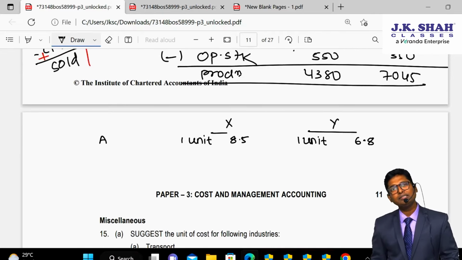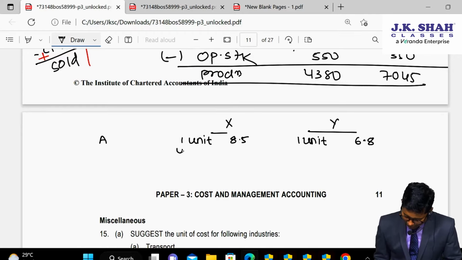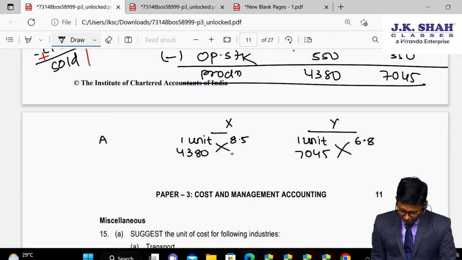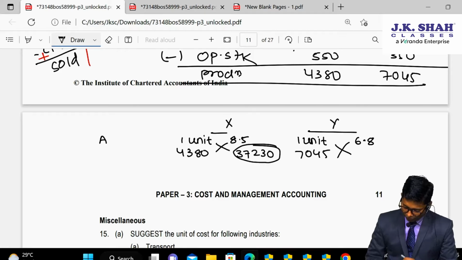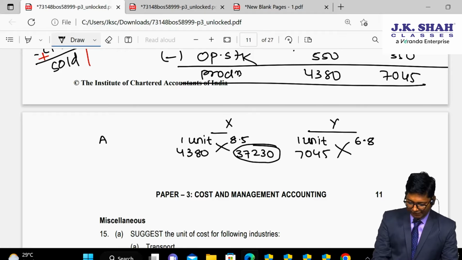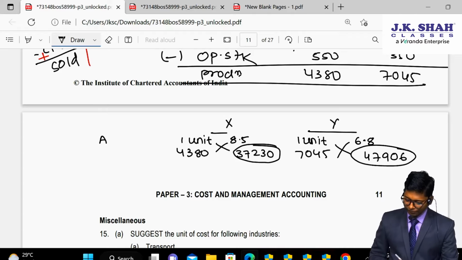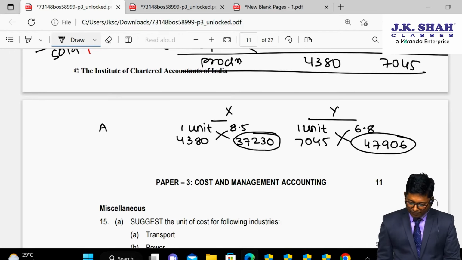Are we going to seriously produce 1 unit? No. Just now we computed 4380 units of X and 7045 units of Y. Cross multiply. 4380 into 8.5 will give you 37,230 kgs or units of material, and 7045 into 6.8 will give you 47,906 of material Y. This is the requirement of materials X and Y for producing A.